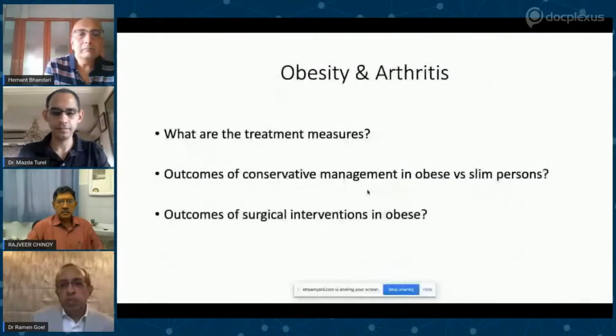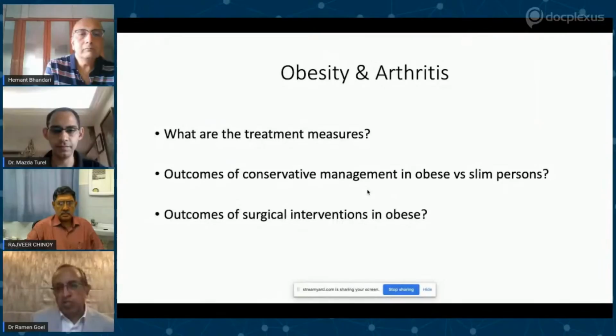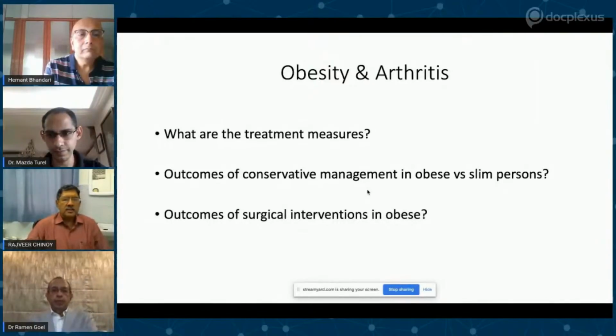Okay. So, Dr. Chinoy, in these obese patients with joint pains, what are the treatment measures? Obviously, everybody is not going for surgery. So are there any conservative measures, and what are the outcomes of those conservative measures? In the obese, let's stick to just the obese persons. It depends on what stage of the disease they come to you, grade 1, grade 2, grade 3, grade 4.